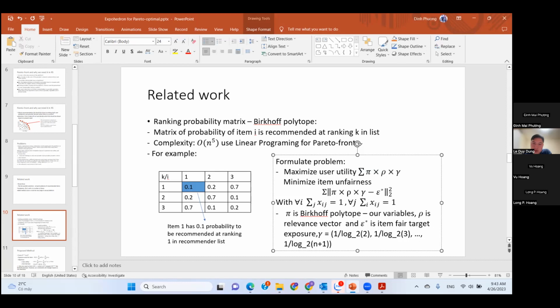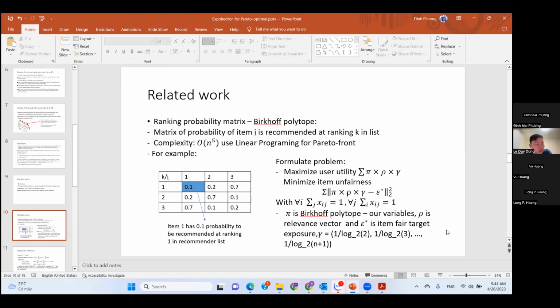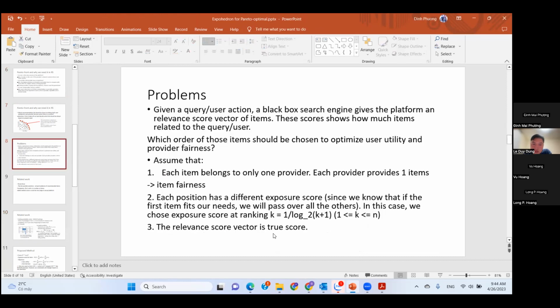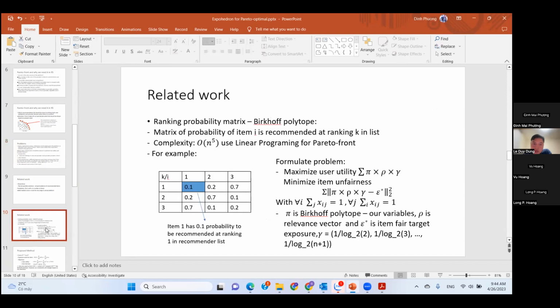If it is an exposure vector, then it should only appear in the second function, right? Yes, in the second function. But if you assume that the user also wants the most relevant item to the query to be at the top of the recommended list, so they don't have to scroll down to find the correct answer, because we assume the relevance score vector is the true score, then we multiply by gamma here to make sure that the higher relevance score will be at the top of the list.